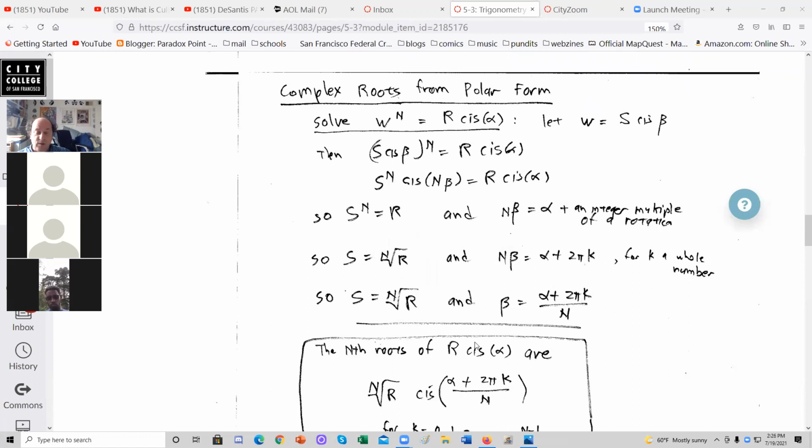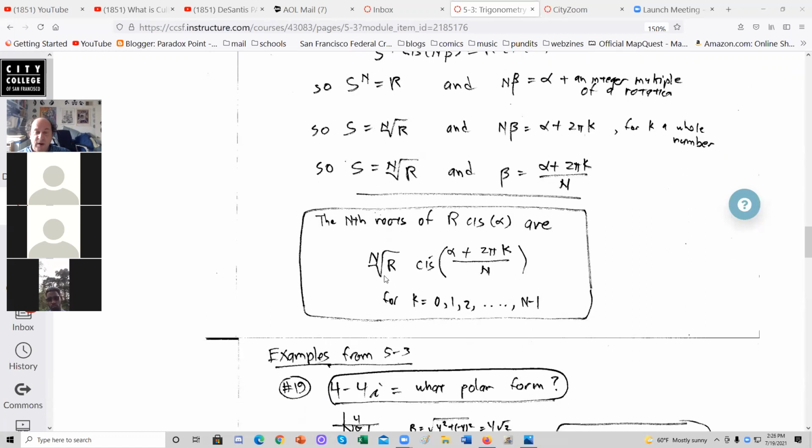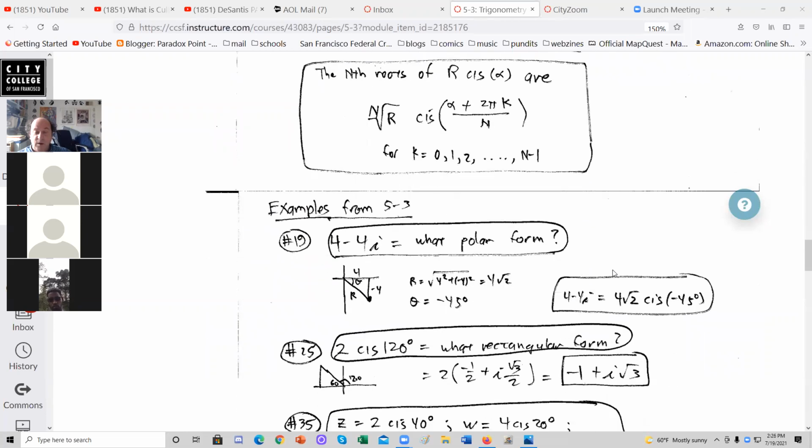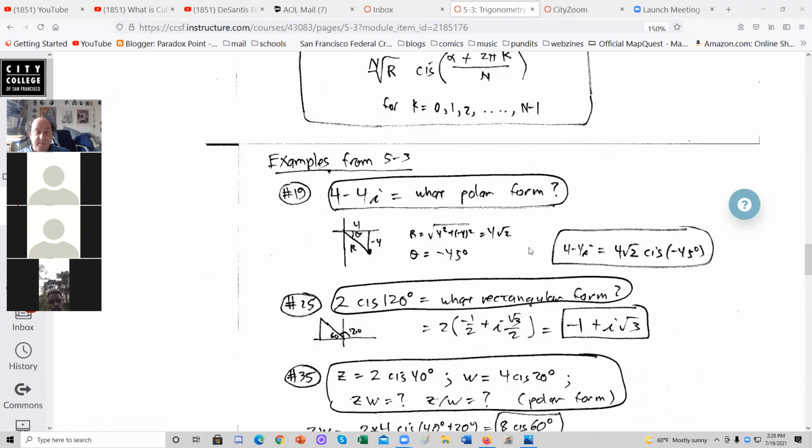So there's your nth roots of r cis alpha: the nth root of r, cis of alpha plus 2 pi k over n, where k is a whole number, 0, 1, 2, 3, up to n minus 1. N possible solutions, in other words. So here are some examples.